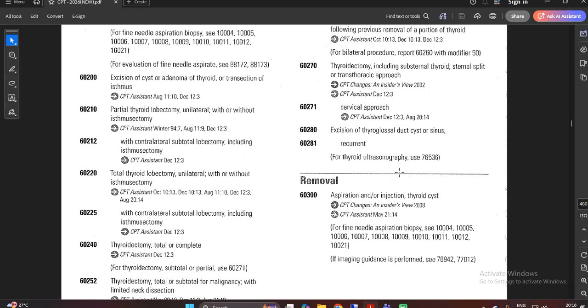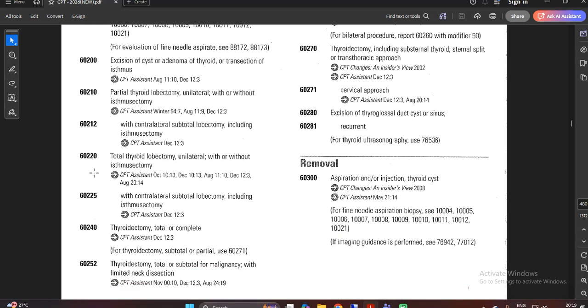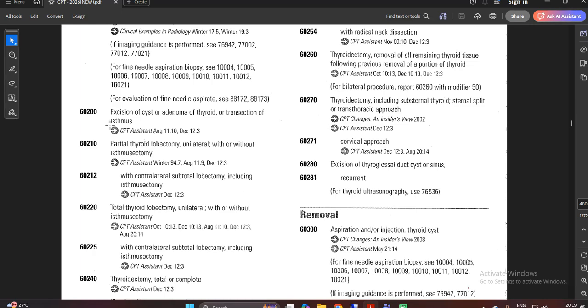Recurrent means second time. Perfect. So recurrent means basically reoccurrence. Okay. So like that you need to use these codes. Mostly in live coding you will get 60220, 60240, 60252 as well as 60260. Only these codes mostly you will get. And sometimes you will get 60200 for excision of cyst or adenoma of thyroid.